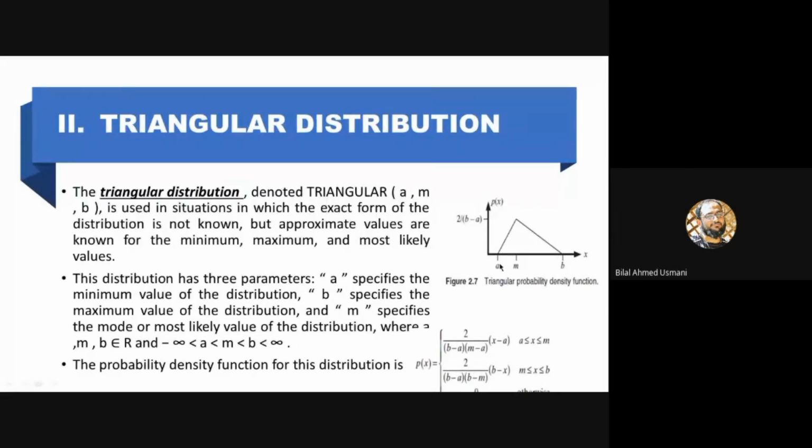So m, the most likely value, is shown as a hump, or as a vertex of a triangle, a is the minimum value and b is the maximum value. If you need to find the probability of any number between a and m, you need to use this formula. If you need to find the probability of any number between m and b, you need to use this formula, otherwise it is zero.